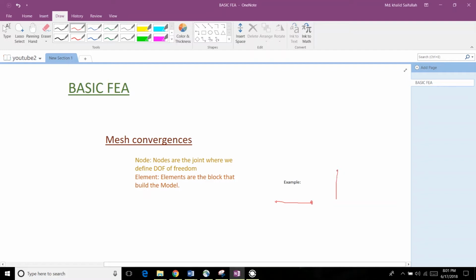Or for a two-dimensional element, there can be three nodes, or there can be four nodes, so it will look like a rectangle. One, two, three, four. And if you want to do three-dimensional analysis, in that case your node number can be 6, 8. It depends upon the solution you want to do. So it's very important to remember how many nodes your element has.